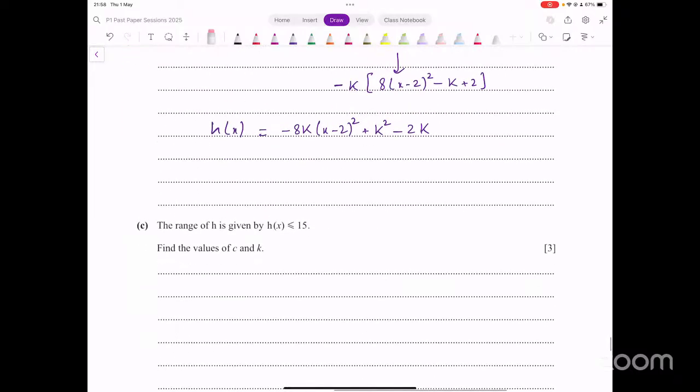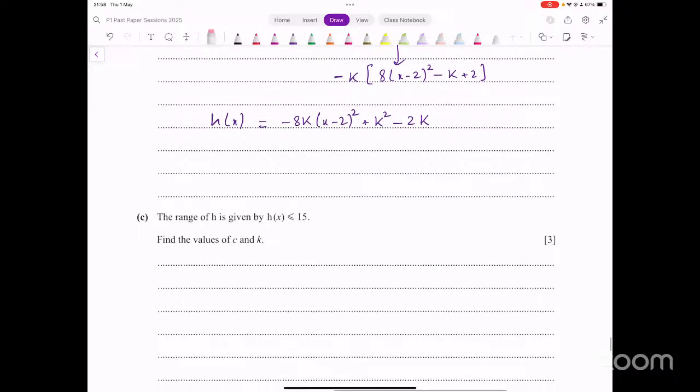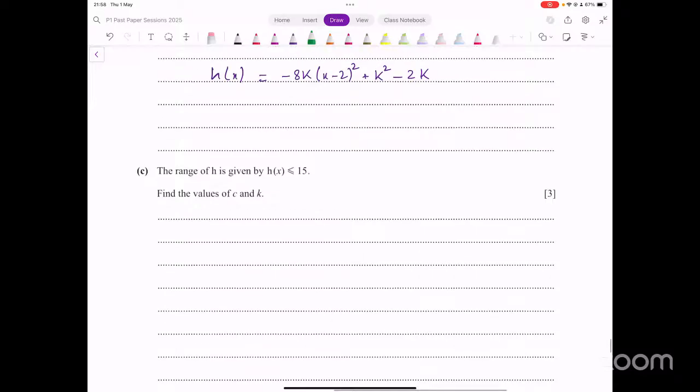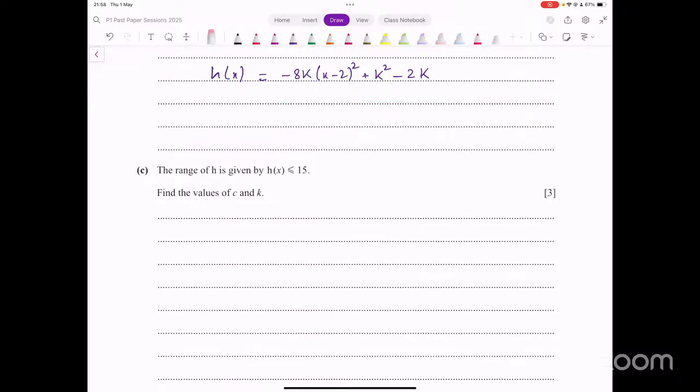Now it says the range of h is given by h of x less than or equal to 15. Find the values of c and k. How do we do this now? Range of h, this is the function h. It's a quadratic function, right? x squared, so we have power 2 for x. It's going to be a quadratic function.